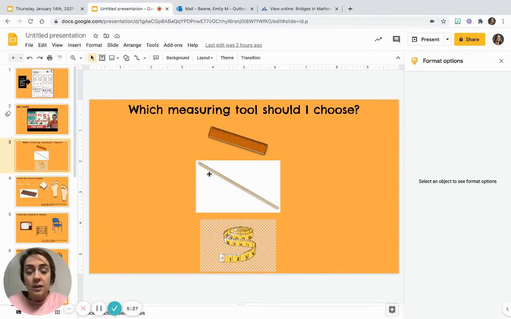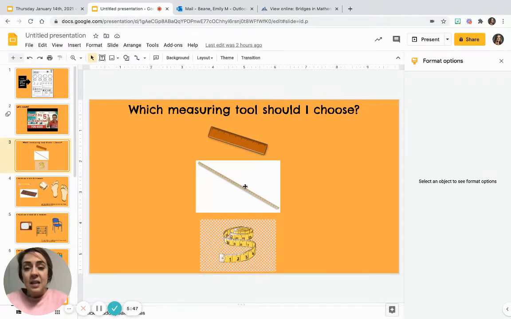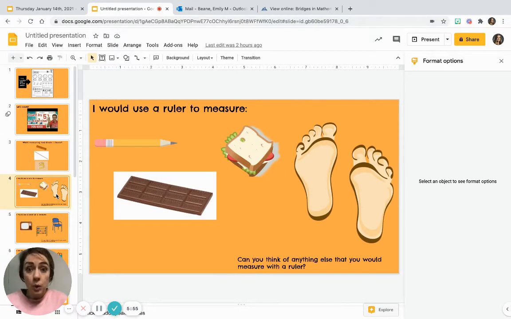This one looks a lot like a ruler, but it's bigger. It's called a yardstick, and a yardstick is when you put 3 rulers together and it makes a yard. So 3 feet equals 1 yard. And then the last one that we talk about is a tape measure. And a tape measure is the biggest, and so you would use that to measure the longest object. So let's look a little bit more.